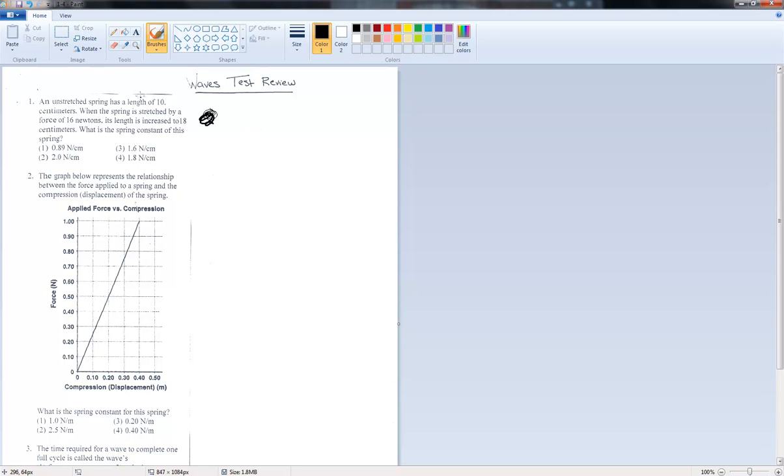So an unstretched spring has a length of 10 centimeters. When the spring is stretched by a force of 16 newtons, its length is now 18 centimeters. Find the spring constant. So what they're telling you is that a certain spring has a length of 10 centimeters when it's not stretched. But then you stretch it, and now it's 18 centimeters. And they're using 16 newtons to do it.